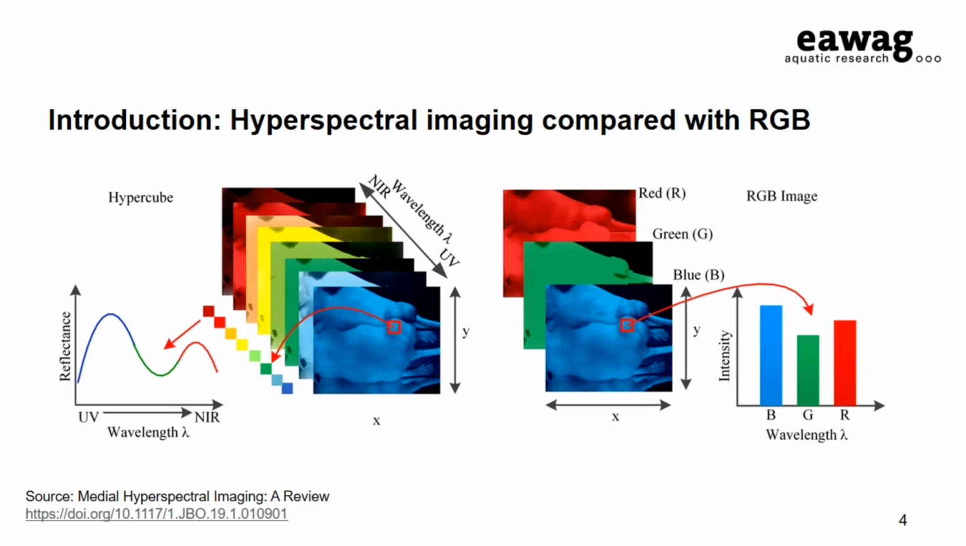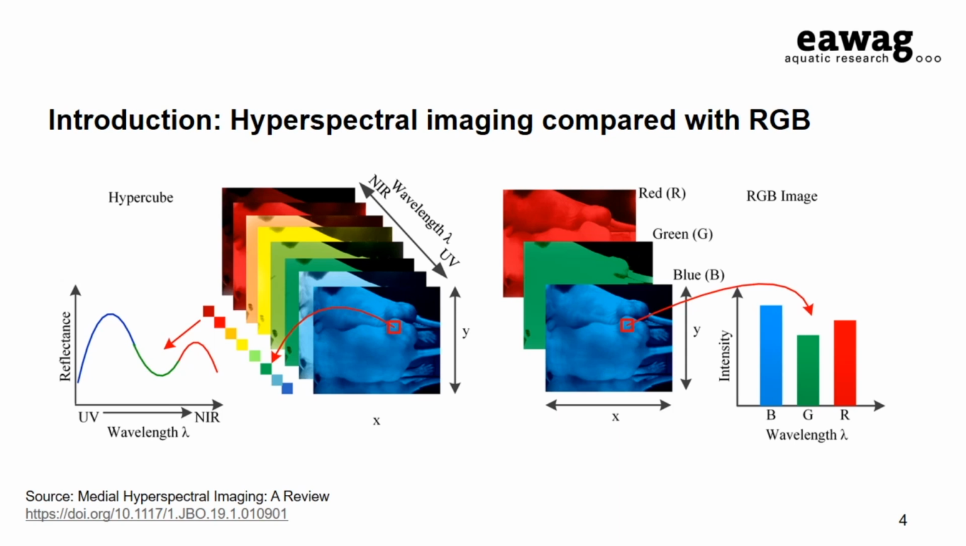When we move from RGB cameras to multispectral and hyperspectral cameras, the only difference is that instead of capturing only three colors, we are going to capture more colors. The extreme case of imaging is actually the hyperspectral imagers, where the sensors are sensitive to hundreds of colors.